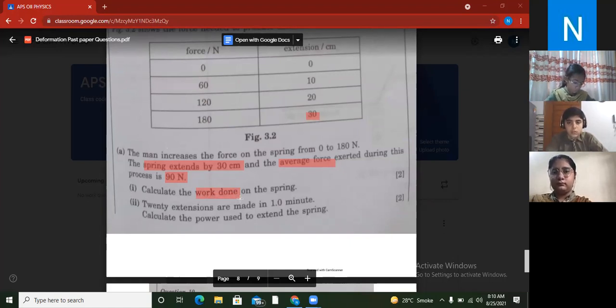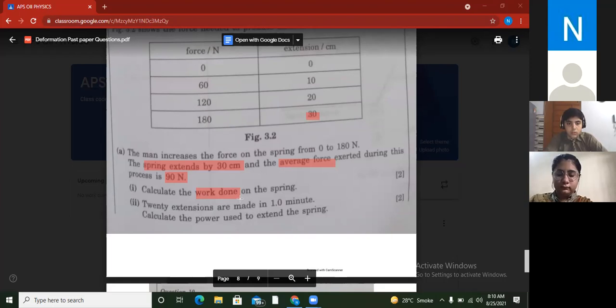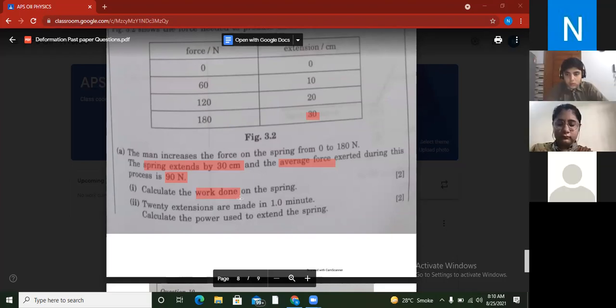Try to calculate it. Which formula are we going to use? Yes? Any idea? As we have done in the chapter work, energy and power, do you remember what is the formula of work done? Work is equal to force times distance. Right. Work is equal to force times distance. So use this formula and calculate the results.